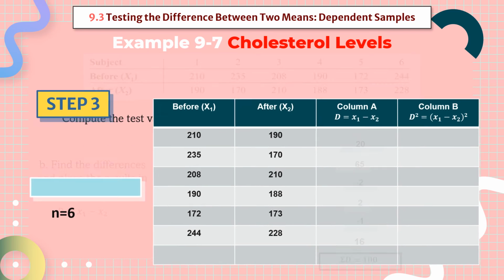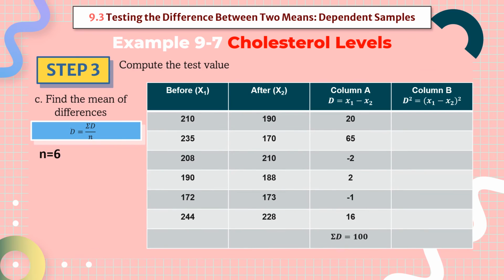And then next, step C, find the mean of differences. We have the formula D bar equals summation of D over N, wherein our summation of D is 100 and our N is 6. Then we divide 100 by 6, which is 16.7. This will be our value for the mean of differences.